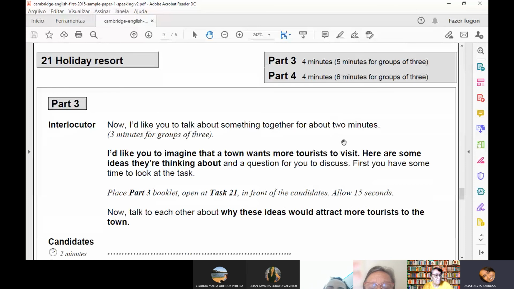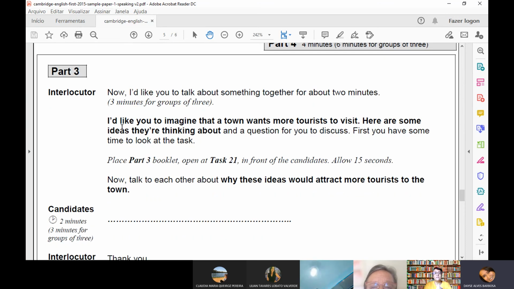And then we have part 3. Part 1, part 2, they are individual. They have individual participations. Part 3 has the interaction part of the exam. So the interlocutor will address both candidates: Now I'd like you to talk about something together for about 2 minutes. If it is a group of 3 candidates, 3 minutes. I'd like you to imagine their town wants more tourists to visit. Here are some ideas they are thinking about and a question for you to discuss.